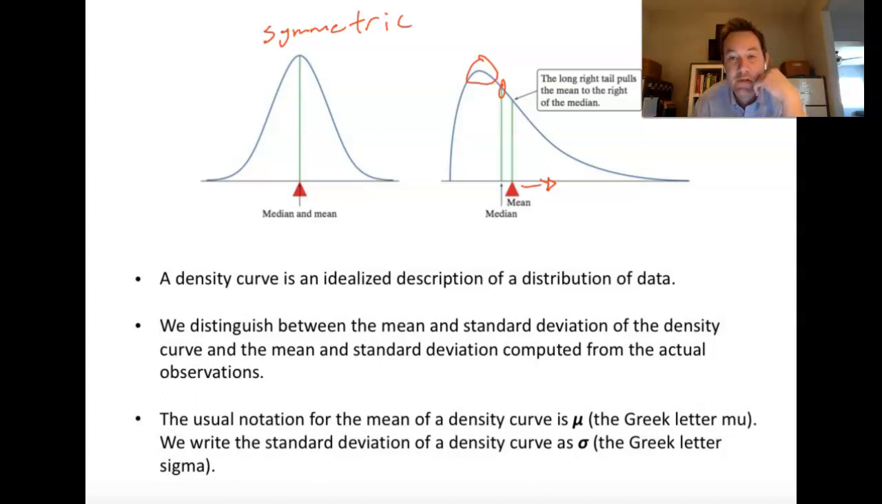So a density curve is really an idealized description of a distribution of data. Remember that it has exactly an area of 1 underneath it. I'm going to start using some more notation. We've already been doing this, but the mean we usually represent with mu. The standard deviation of a density curve we'll represent with sigma.